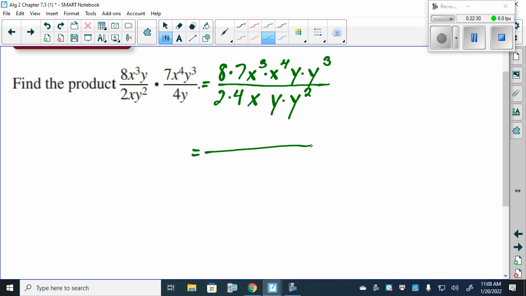So the first thing we can look at is 8 times 7, which is 56. X to the third times x to the fourth is x to the 7, because when we have like bases being multiplied together, we add the exponents, which means the same thing is true for y times y to the third, which is y to the fourth, and that's everything on top. On bottom, we have 2 times 4, which would be 8x, because that's the only x that we have. And y times y squared would be y to the third.